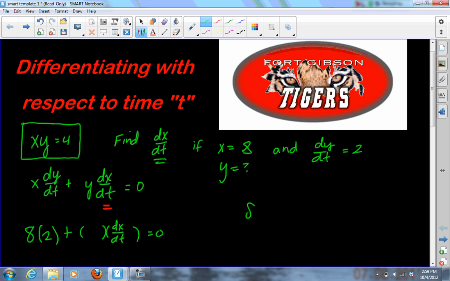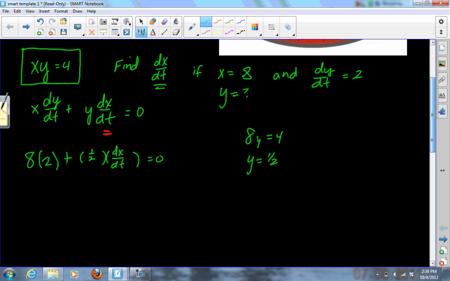If x is 8, 8y equals 4, what would y have to be in order for this ordered pair to fit into this equation? So that would be 1/2. So this is a 1/2 right here. Okay, so this is very important. That is how you find the missing piece of an ordered pair. If it doesn't seem like you're getting enough information, you might need to go back and find the rest of the ordered pair.